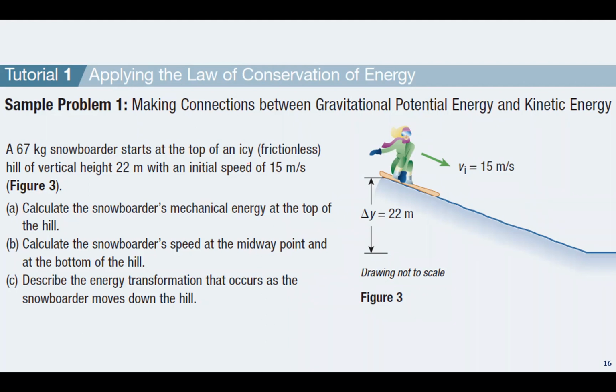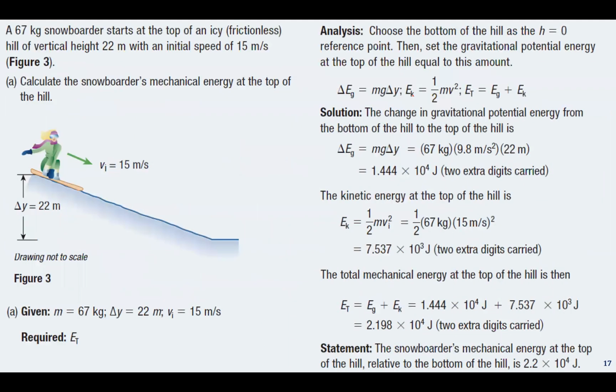All right, have we finished? Okay, let's have a look at the solution here. Okay, question A, we are given the following information. Mass of the snowboarder is 67 kilograms. Delta Y is 22 meters if we select the lowest point of the ground as our reference point. The initial speed of the snowboarder is 15 meters per second.